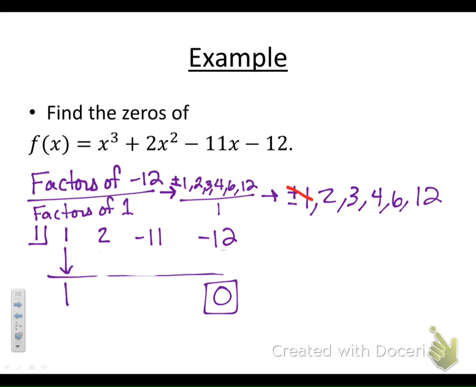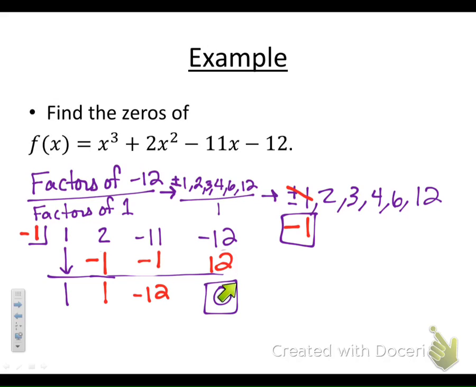I almost want to like cross out positive 1. But I need to realize negative 1 could be an option. So let's go through and try negative 1. I still bring down my first term, and then I'm going to multiply and add. Multiply, add. Multiply. Whoop, whoop! So we get negative 1 to have 0 as a remainder. This means negative 1 is one of the zeros. Great. Negative 1 is an x-intercept.